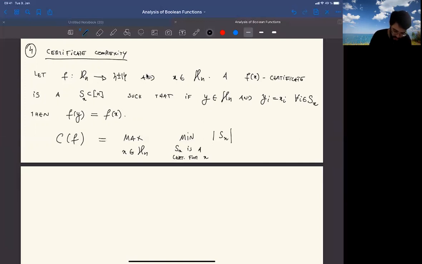And you can also state a lemma, which is also very easy to see. That certificate complexity is less than or equal to decision tree complexity. Why? Because suppose you take the optimal decision tree, then any path in that tree is a certificate for any X that follows that path. So if you think that way, this inequality is obvious.